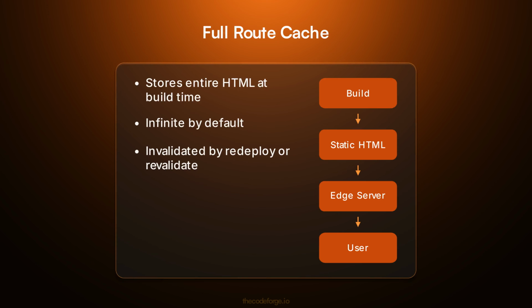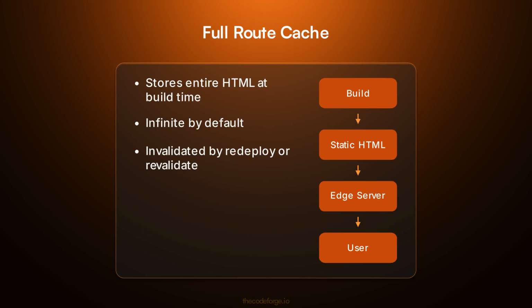The data cache stores individual fetch responses. In Next.js 16, fetch defaults to no-store, fresh data on every request. You opt into caching with force-cache, revalidate, or tags. This is a breaking change from v14, so many teams upgrading miss it.